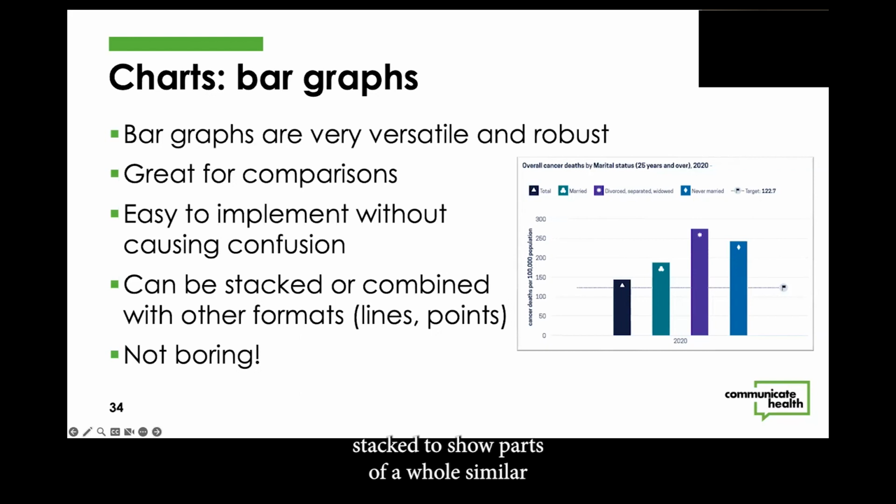So bar charts can be stacked to show parts of a whole, similar to a pie chart, or they can be combined with other data visualization techniques as well, such as lines or points. And in this example on the right here, we've got a bar chart, but it actually integrates a line that shows where the target is for these values. So you can easily see each of the values are actually above the target. So that's how you can combine different types of data in a bar graph.